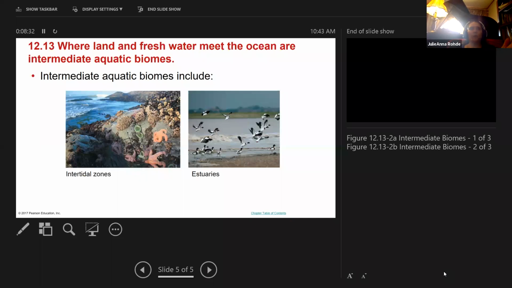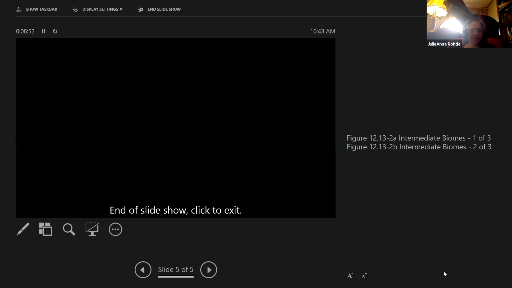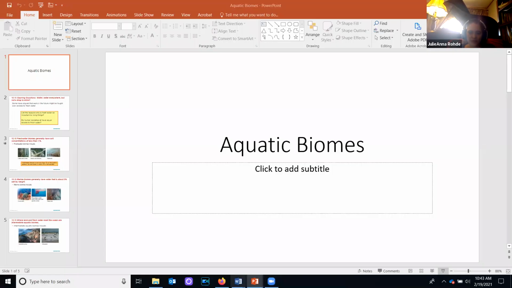So, we talked about less than 1%. We talked about 3%. Well, that leaves this gap in between. What happened to the 2%? That's going to occur where these two types of water meet and mix and you get this range of 1% to 3%. These are called intermediate aquatic biomes, and they include the intertidal zone and estuaries. Okay, so that's the quick overview.